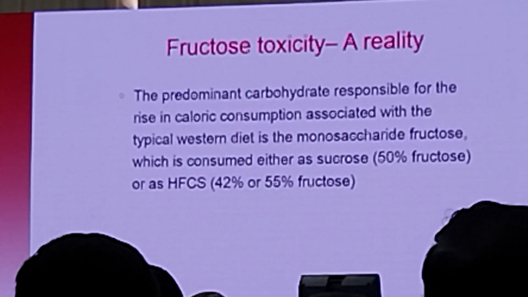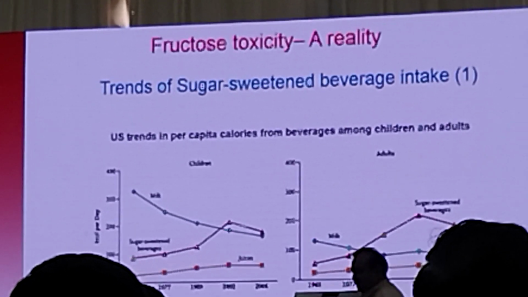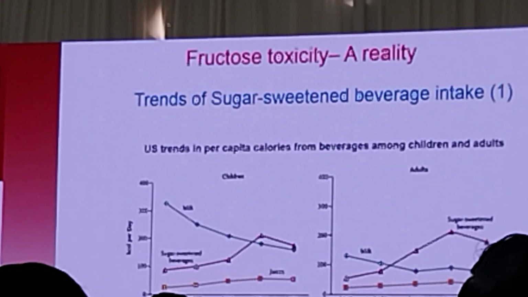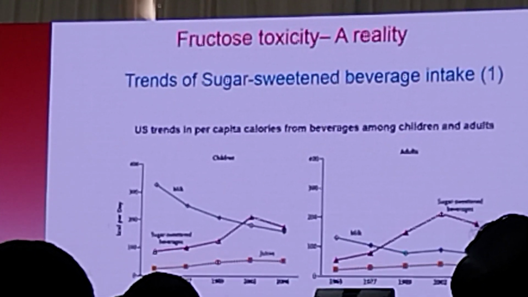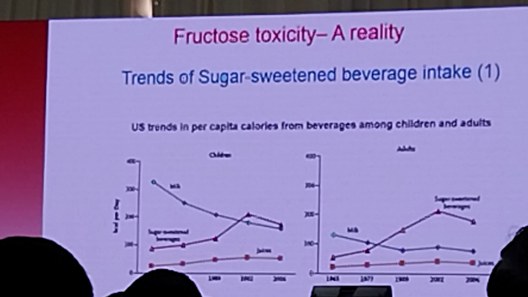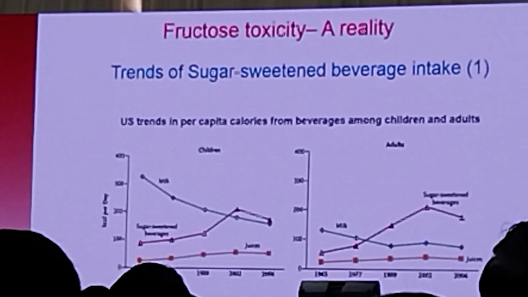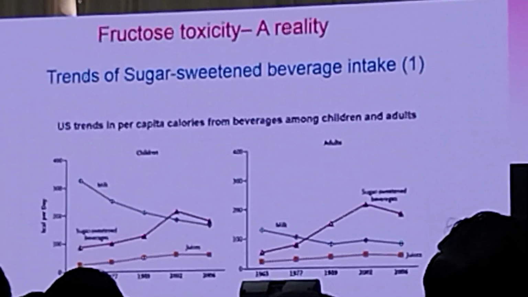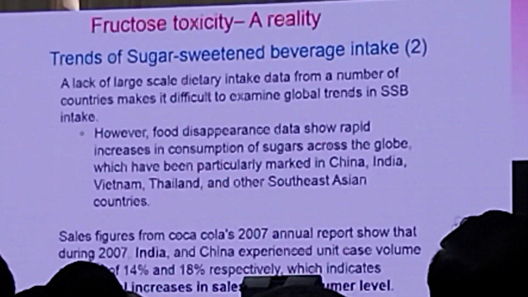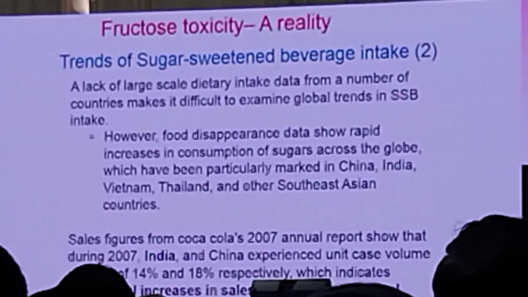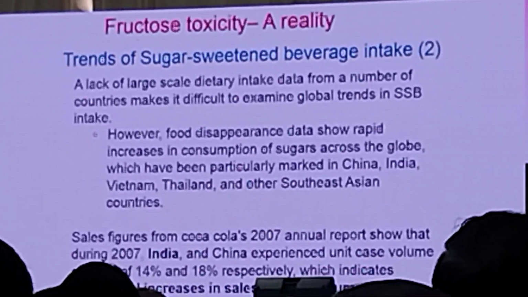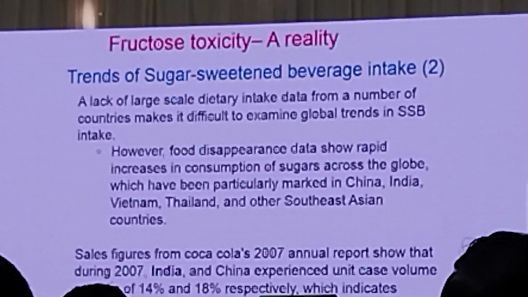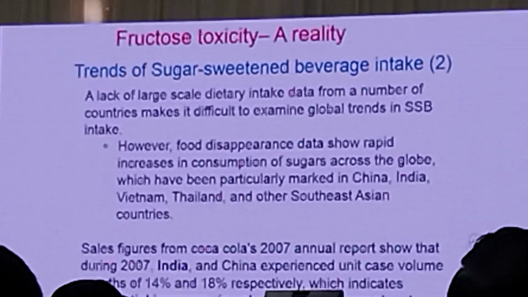Now how is it a poison? You see the sugar sweetened beverages, Pepsi, Coca-Cola, everything. See, from 1965 to 2006, the children stopped taking milk and started taking all the beverages, and you see the obesity rate. And you will see even adults also started taking all these beverages and the obesity rate increased. Even in India, in 2007, in a single year in India and China, Pepsi and Coca-Cola recorded 14 and 18% increase in sale in a single year.